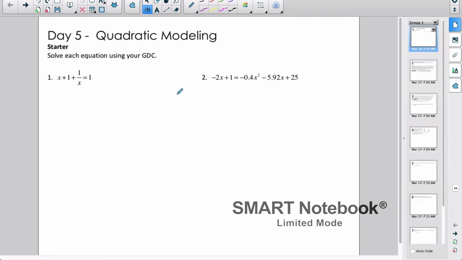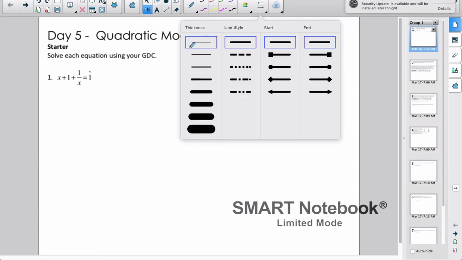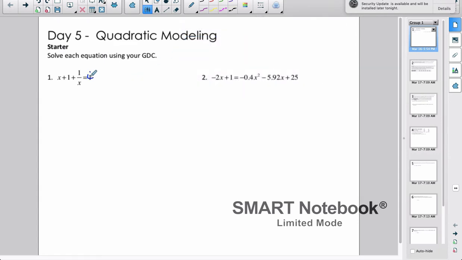Okay, in the first example, we actually have a starter that's not really related to quadratic modeling. It's just solving by graphing. Actually, let's change this number to 4, otherwise there's no solution. So let's change this to a 4. And then to solve by graphing, we'll do one with the HP Prime and one with the TI-84.